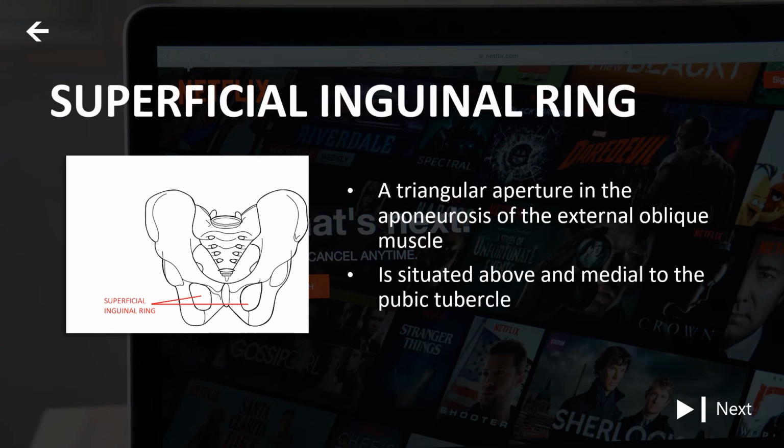Superficial inguinal ring. The superficial inguinal ring is a triangular aperture in the aponeurosis of the external oblique muscle and is situated above and medial to the pubic tubercle. In the adult male, the margins of the ring can be felt by invaginating the skin of the upper part of the scrotum with the tip of the little finger. In the female, the superficial inguinal ring is smaller and difficult to palpate. It transmits the round ligament of the uterus.